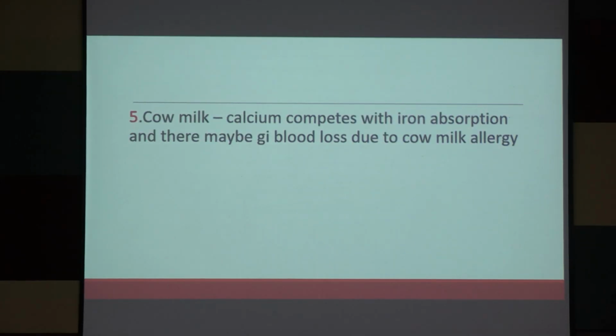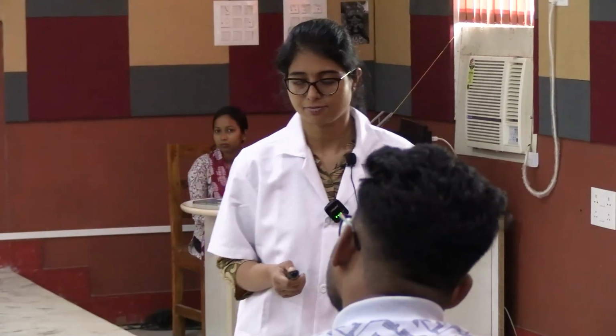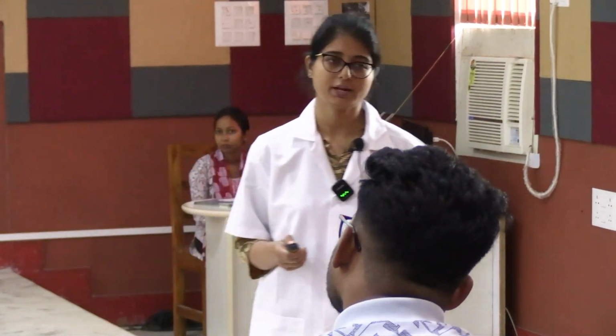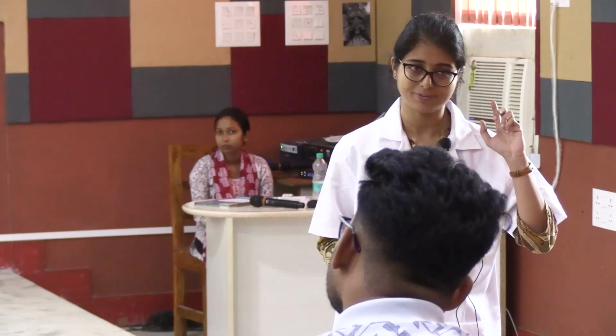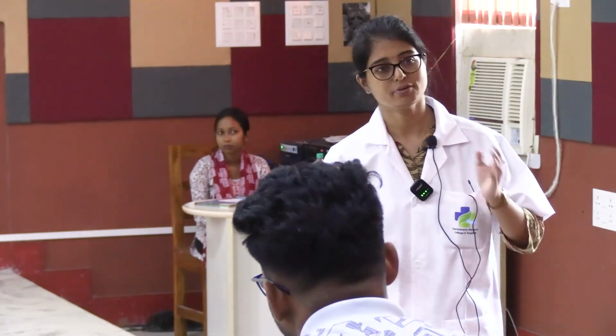Cow milk. Cow milk contains a high amount of calcium. This calcium will compete with iron for absorption, so more calcium means less iron absorption from the gut, which is going to cause iron deficiency. Again, cow milk protein allergy, which I told you about in the previous slide, will lead to GI bleeding, that is why there will be anemia.